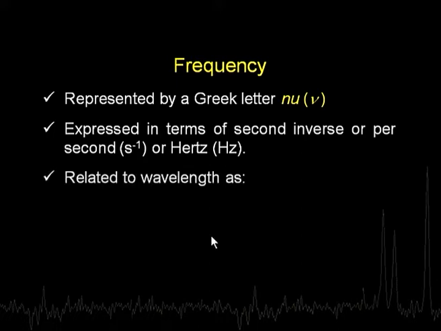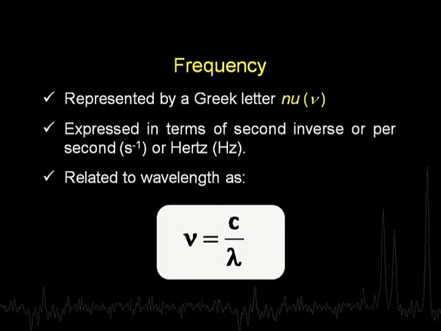And the frequency and the wavelength are related as follows: the frequency nu is equal to c, that is the velocity of light, the velocity of radiation, divided by lambda, that is the wavelength. That is a very common relationship which we will be using very often.